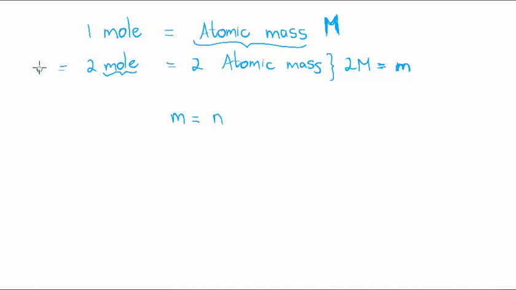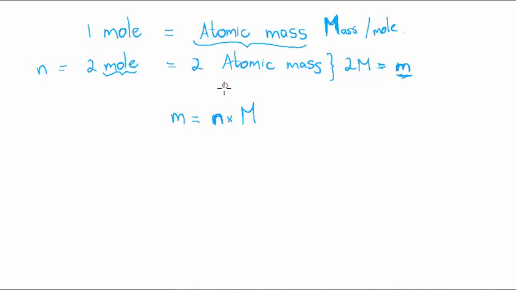Here, this is moles. So I have 2 moles, which means I have 2 atomic masses, which is equal to the mass. So the mass that I have is the number of moles that I have times the atomic mass. This is my mass per mole, capital M. The atomic mass is the mass for every mole.